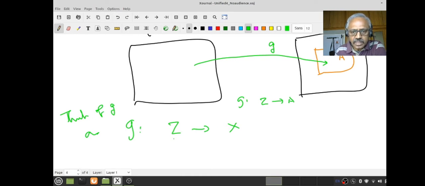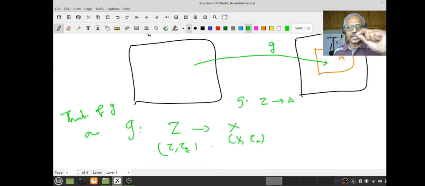Now Z already has a topology, namely tau_Z, and X has a topology tau_X. Then what does it say? It says that the map g from Z to A is continuous if and only if the map g from Z to X is continuous. So what I am saying, think of g as a map from Z to X, but it takes values only in A.